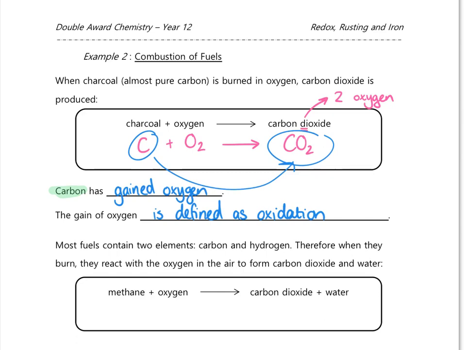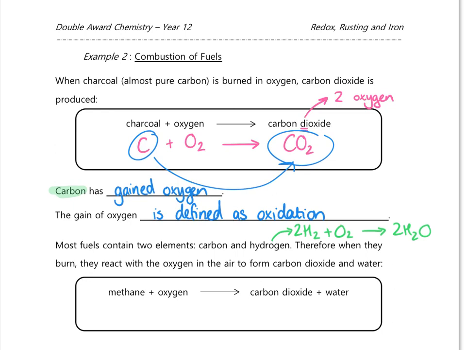A lot of fuels contain hydrogen as well as carbon. And when hydrogen burns, it reacts with oxygen to produce water. We saw that in the pop test. Hydrogen reacts with oxygen to produce water. There's a balanced symbol equation for it.